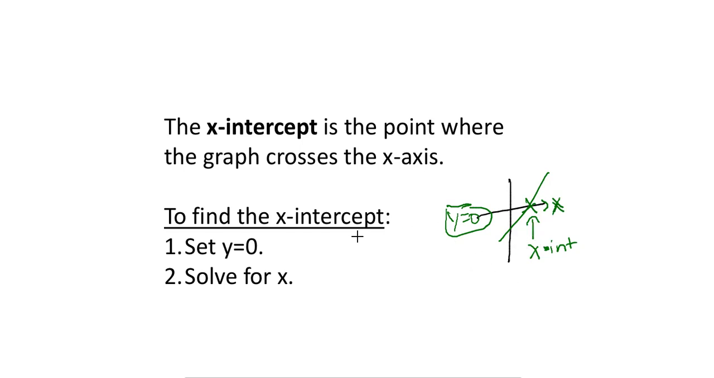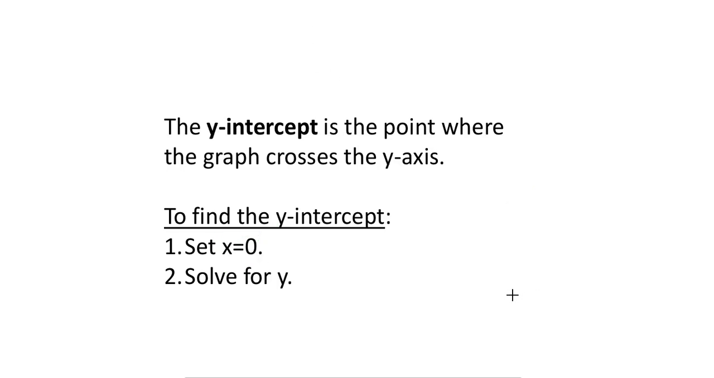So to find the x-intercept, you will set y equal to 0 in your equation, and then solve for x to find the x-coordinate that goes with the y-coordinate of 0, and that will give you a point that is on the x-axis. So that's how you find the x-intercept. The y-intercept is exactly the same idea, except x and y get switched around. So the y-intercept is the point where the graph crosses the y-axis. To find the y-intercept, you will set x equal to 0, and then you will solve for y.